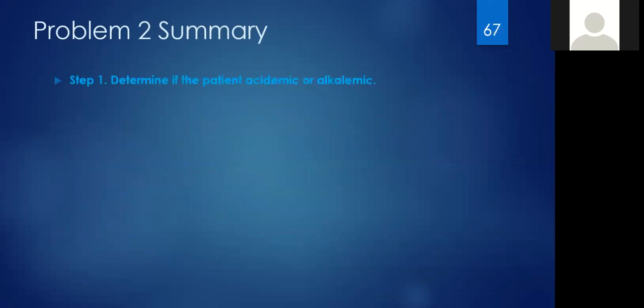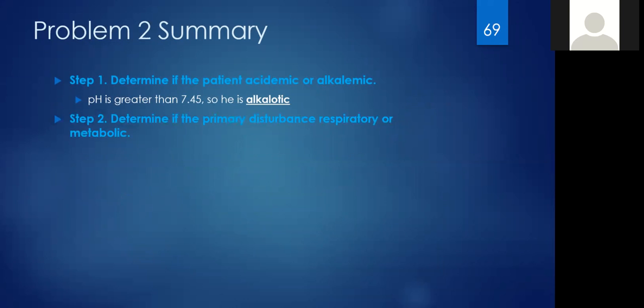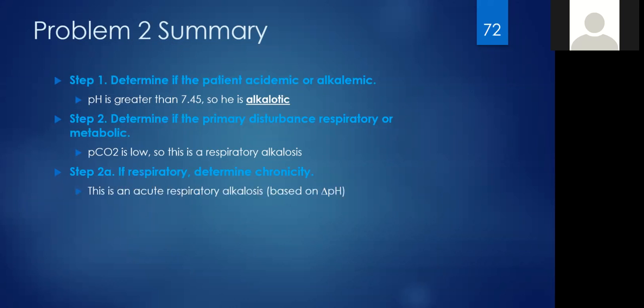So let's summarize all this. We've determined that the patient was alkalotic because his pH was above 7.45. Based off the fact that his PCO2 is low and that it's alkalotic, we know that the primary disturbance has to be a respiratory alkalosis. And then step 2A is to determine chronicity. Based off of the change in pH, we know that this has to be an acute respiratory alkalosis.